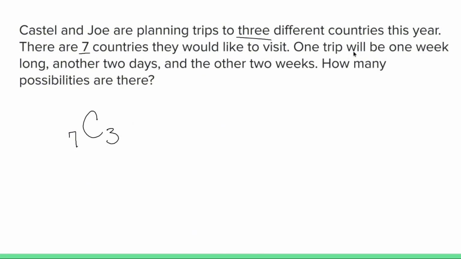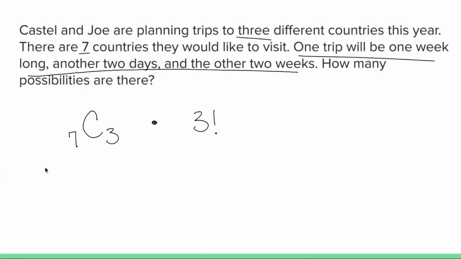What does matter is the duration. So this is where order does matter, so this is a permutation. The one trip will be 1 week long, another 2 days, and another 2 weeks is a permutation. So we are going to multiply this combination by a permutation of 3 factorial. So let's do the combination first.